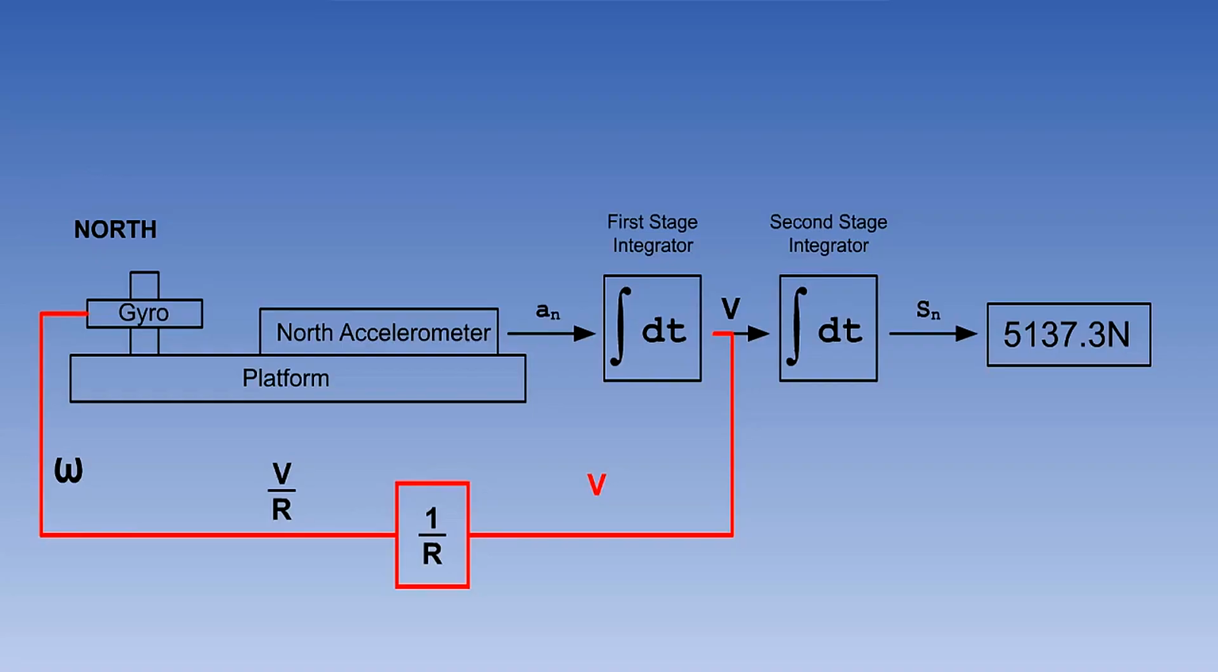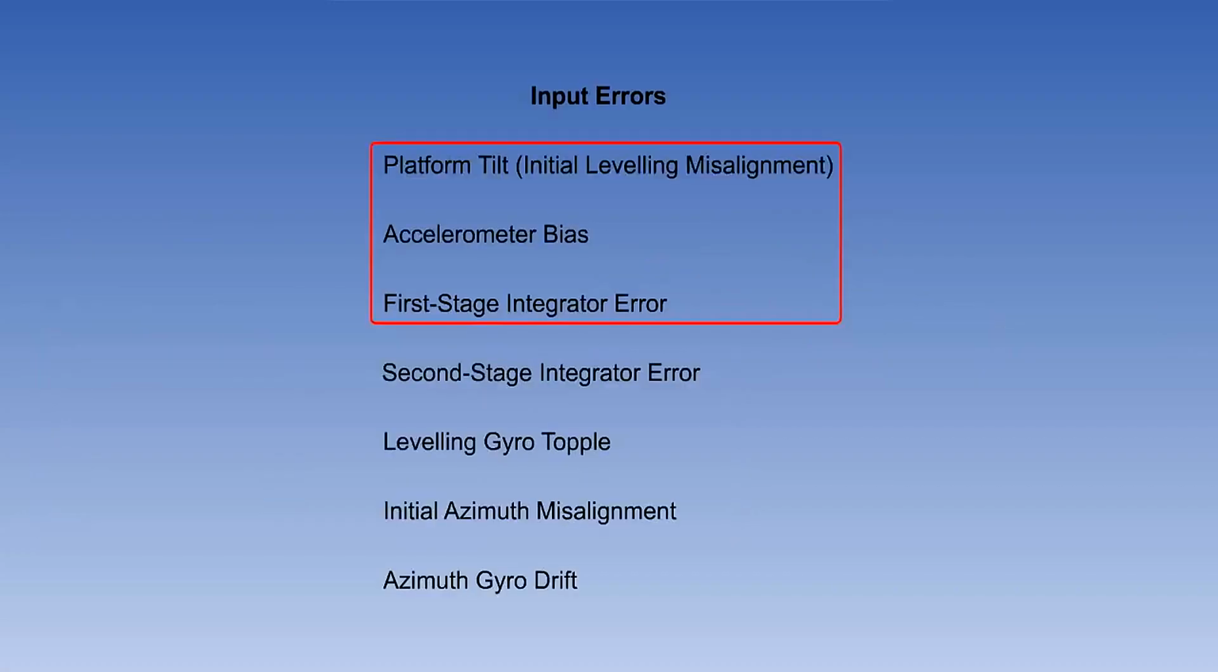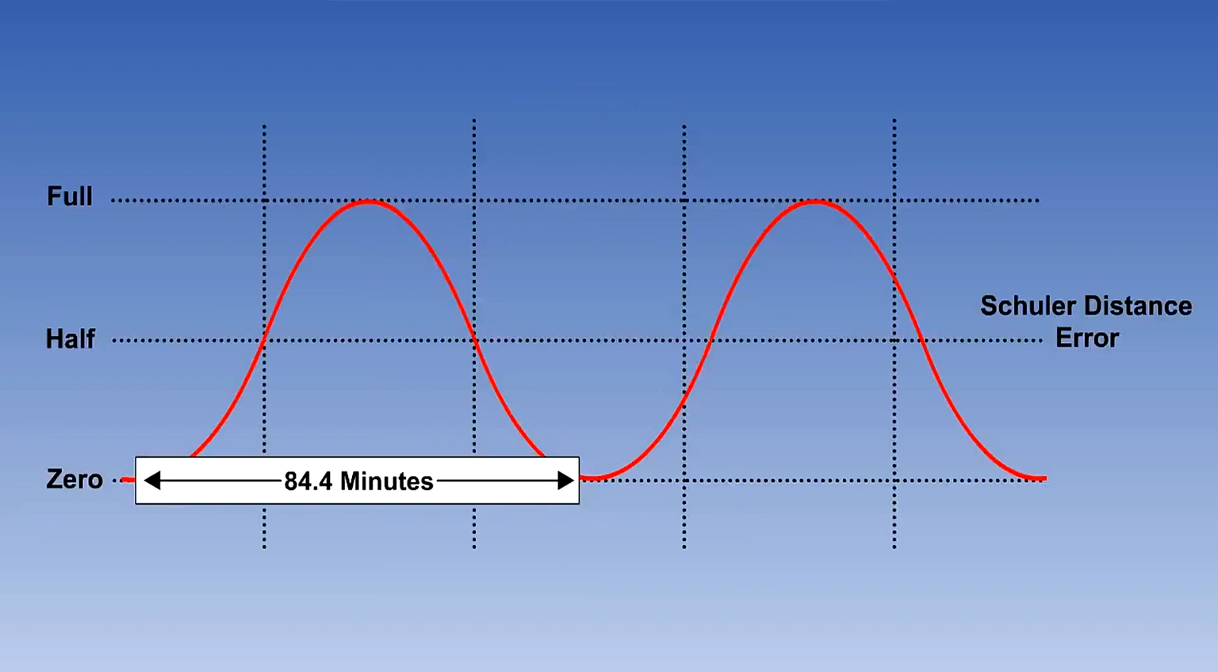Let's now see which of our errors will give a Schuler pattern. Firstly, we'll remind ourselves of the full list. Then we'll look at the feedback loop to see what caused the platform tilt oscillation error. The problem was caused by a feedback of false velocity through the V/R loop. So if any of the input errors gives us a false velocity, we will get a Schuler oscillation.